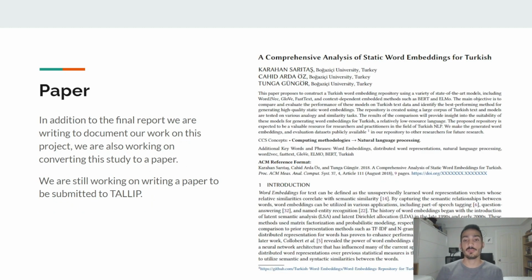Lastly, we hope to finalize our paperwork in which we provide a comprehensive analysis of static word embeddings for the Turkish language.